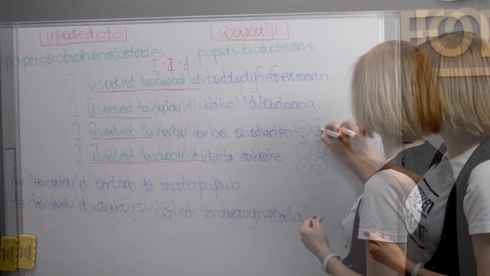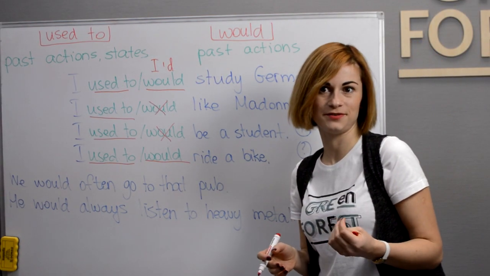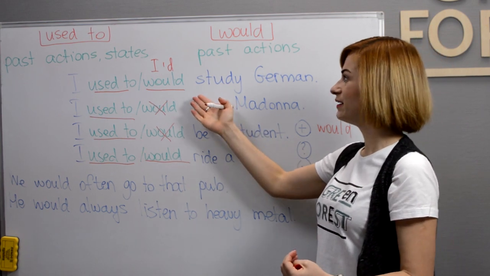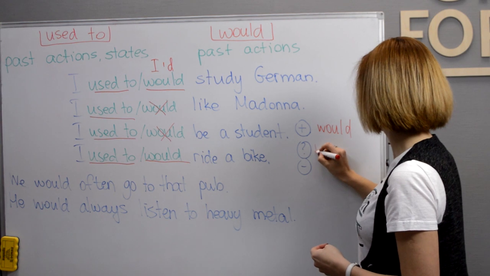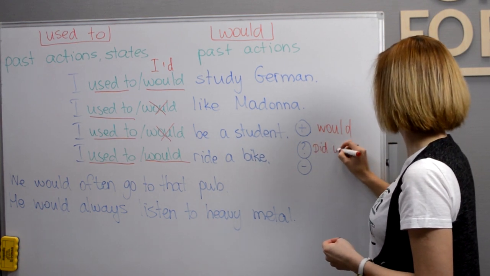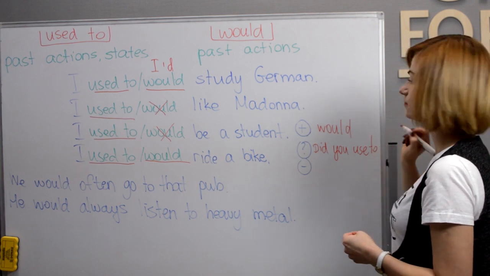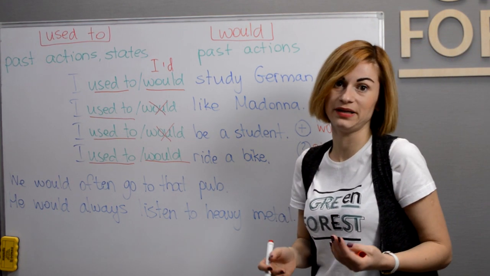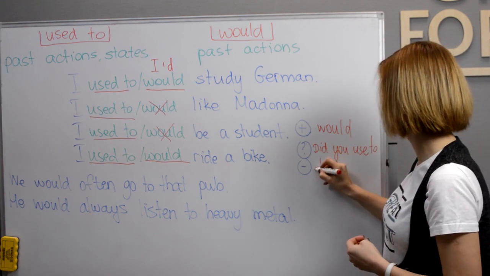Let's write down. Would for positive, but the question will be, did you used to study German? Again. And the negative form will be, I didn't used to study German.